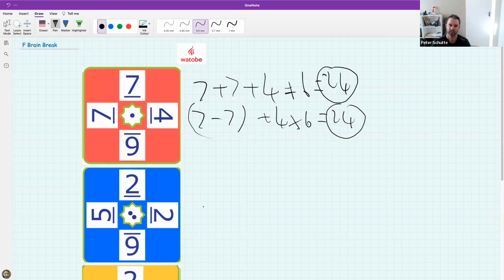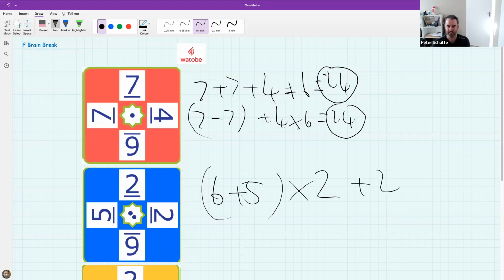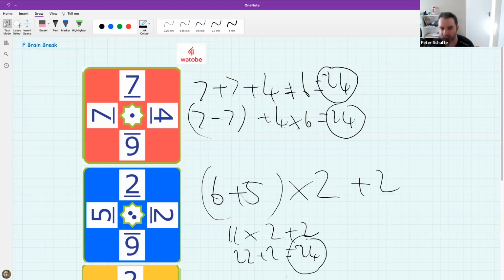Okay, so Gavazzo says, add the 6 plus the 5, and you get 11. And then times the 11 by 2 to get 22, and then add another 2 to get 24. So 11 times 2 plus 2, which is that. Yep. So Gavazzo, you have smashed it.